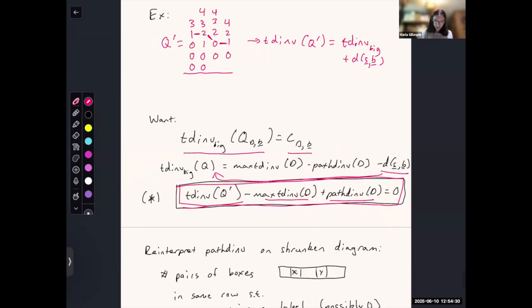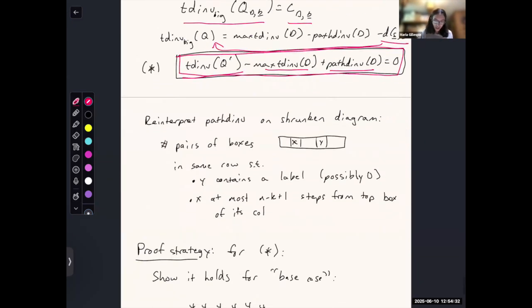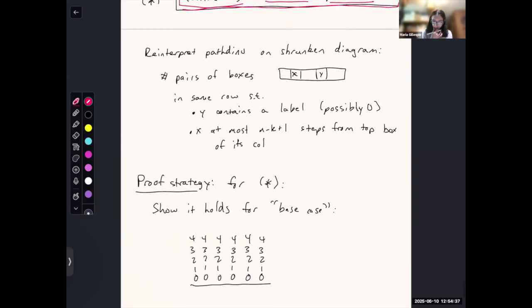And so now we have something to prove here, which also was really hard to prove. And the proof strategy that we ended up coming up with, which I'm still not entirely happy with, I'd like a better proof, is that you can reinterpret the path div on the shrunken diagram. So there's some other way of looking at the path div locally, looking at it more like an inv statistic instead of those things where we put the stars above the path last time.